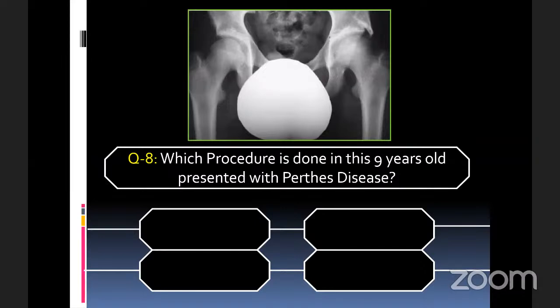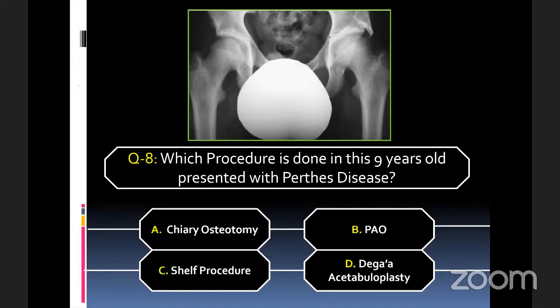Next question, which procedure is done in this 9 years old presented with Perthes disease? First is Cary osteotomy, pelvic acetabular osteotomy, shelf procedure, or Degas acetabuloplasty.